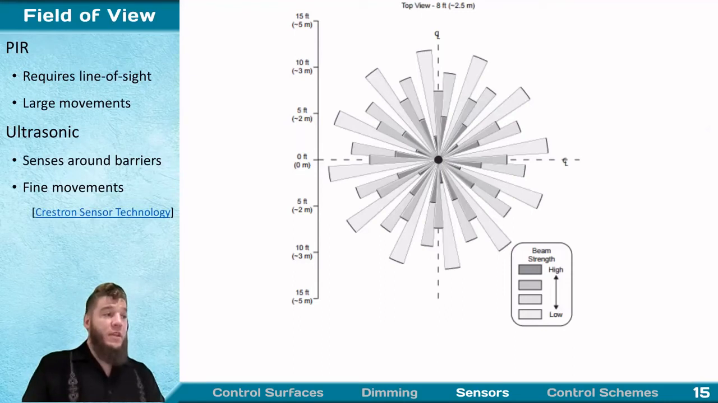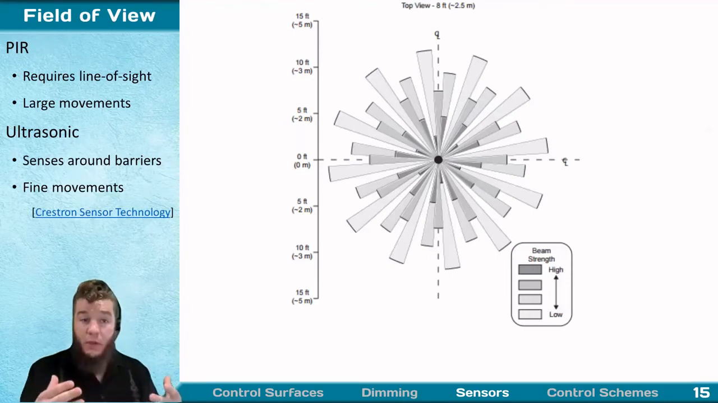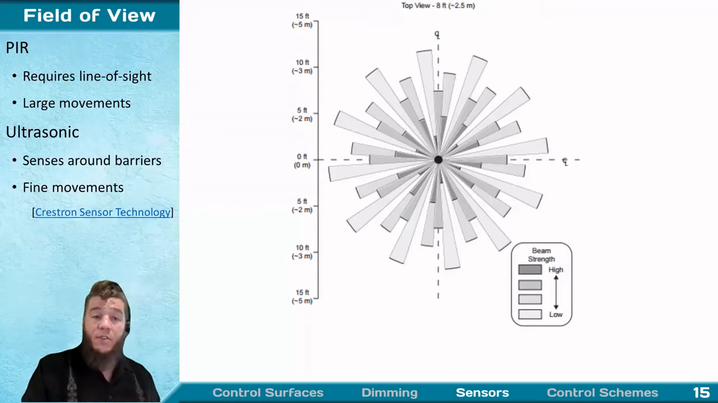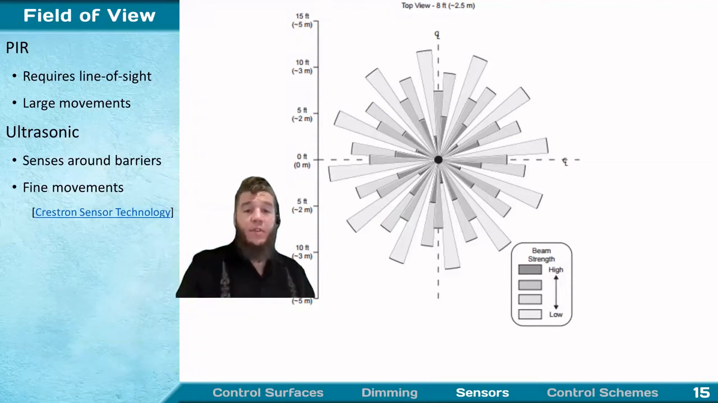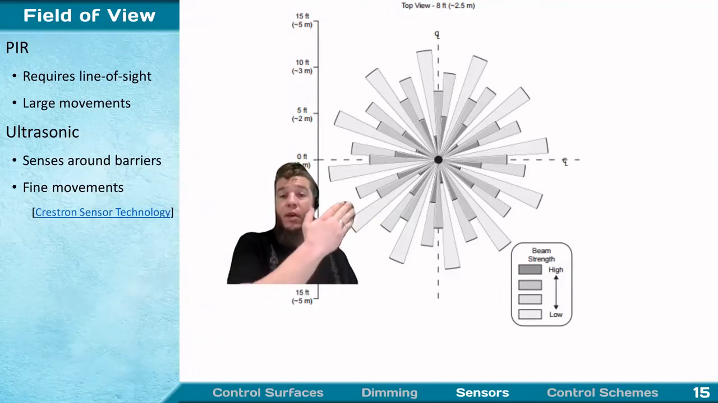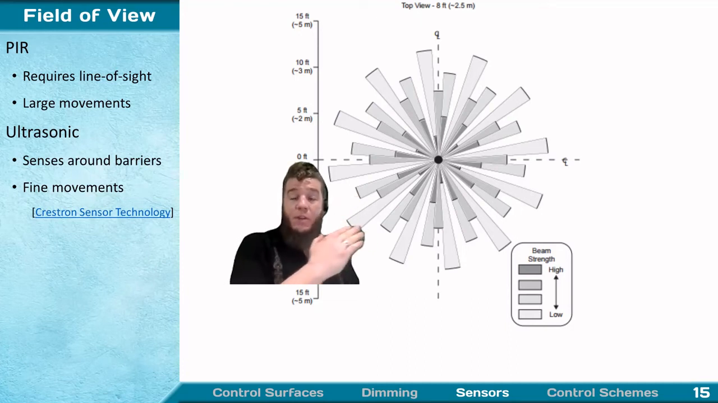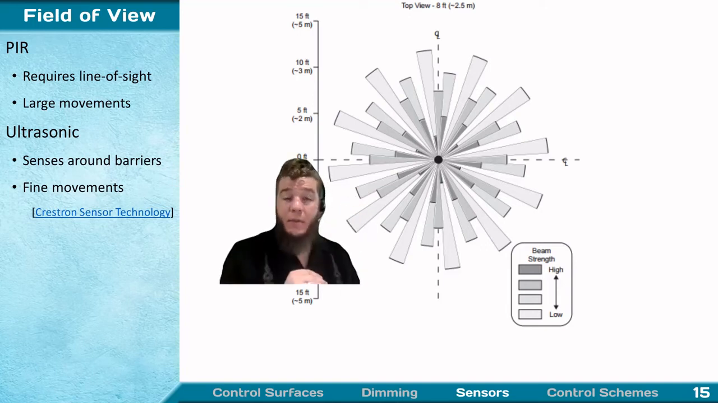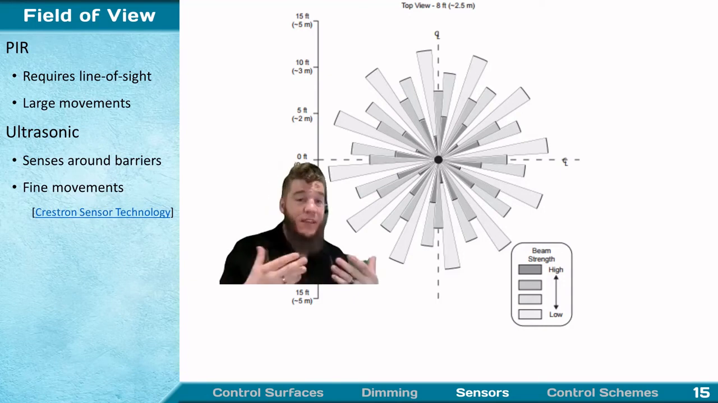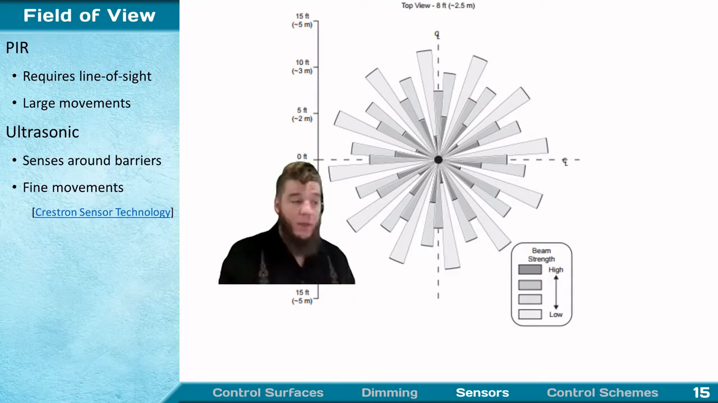So the first thing we need to consider is the field of view. PIR sensors absolutely require a line of sight. Basically, what PIR sensors do is they have these beams of detection going back towards the sensor. And what's happening here is the sensor detects motion when you cross more than one beam. So what it's really seeing is large movements, gross movements.